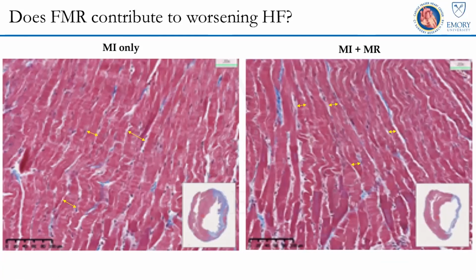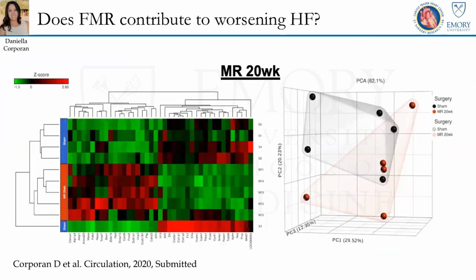Based on these ultrastructural findings, we then performed RNA sequencing of some of the hearts because we wanted to understand how the MR would impact the left ventricle.